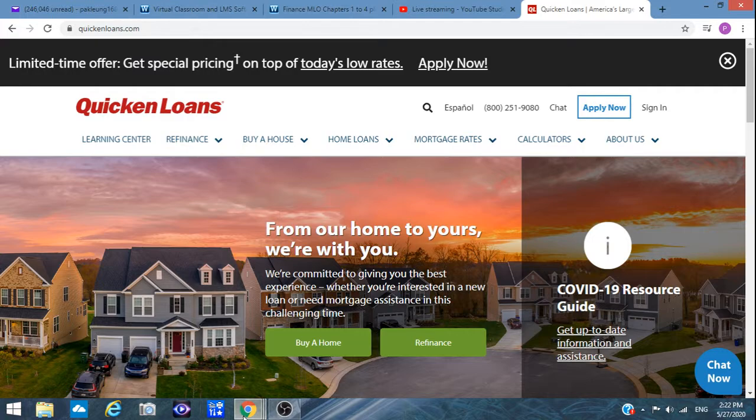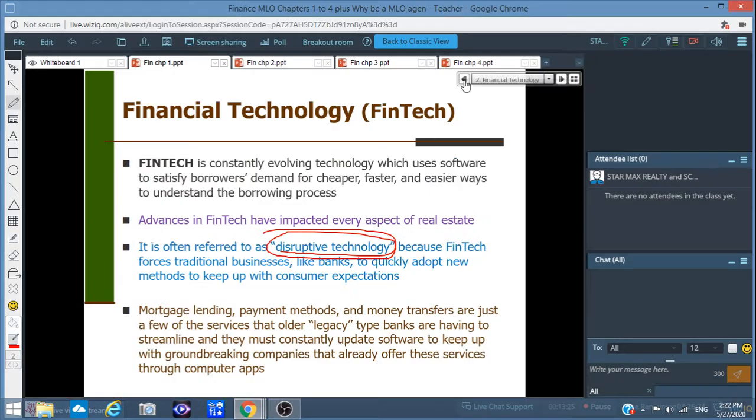So let's get back to our coursework, okay? So we have technology, okay? The internet, GPS, okay? All of the information technology enables us to do loans, okay? Right away, okay.